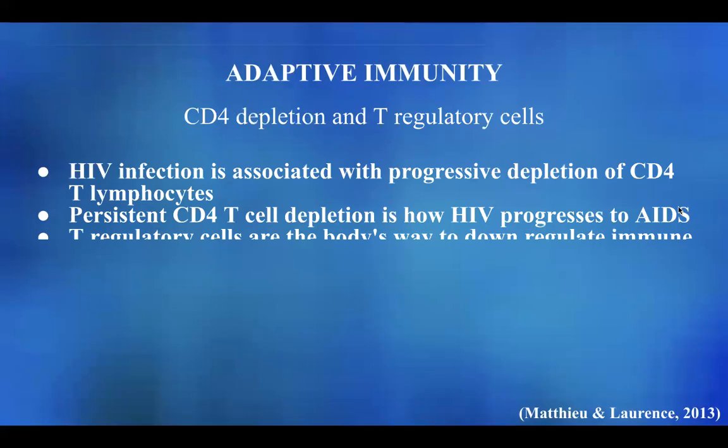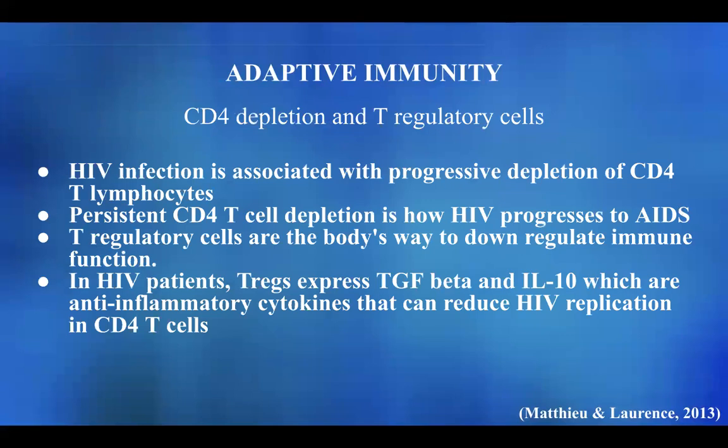On this slide, we will begin talking about the adaptive immunity in HIV in regards to CD4 T cell depletion and T regulatory cells in HIV. HIV infection is associated with progressive depletion of CD4 T lymphocytes. Persistent CD4 T cell depletion is how HIV progresses into AIDS.